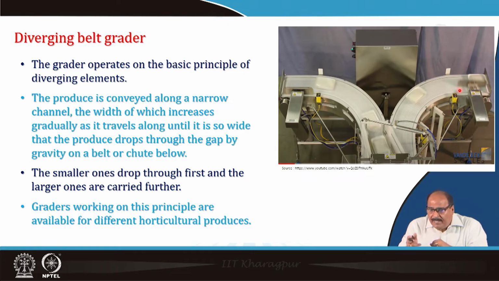Diverging belt grader, you can see here in the picture, the grader operates on the basic principle of diverging elements. The produce is conveyed along a narrow channel, the width of which increases gradually as it travels along until it is so wide that the produce drops through the gap by gravity on a belt or chute below. The smaller ones drop through first and the larger ones are carried further. Graders working on this principle are available for different horticultural produces.